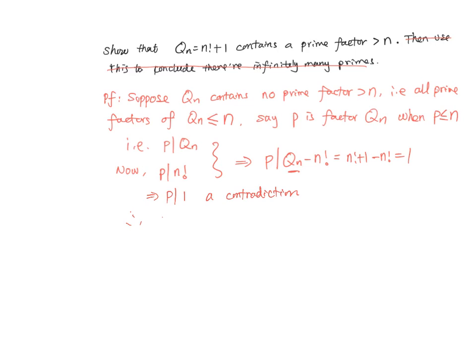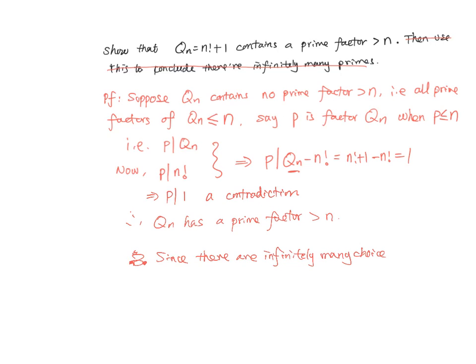Therefore, you can say Qn has a prime factor greater than n. And since there are infinitely many choices for n, therefore there are infinitely many primes. That's how I would prove this problem.